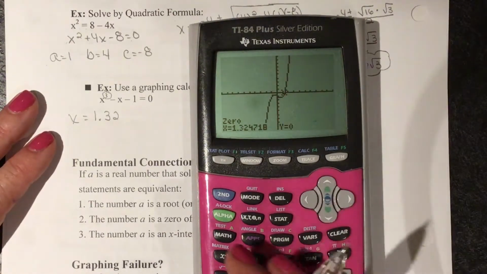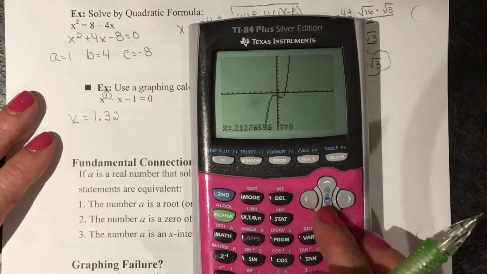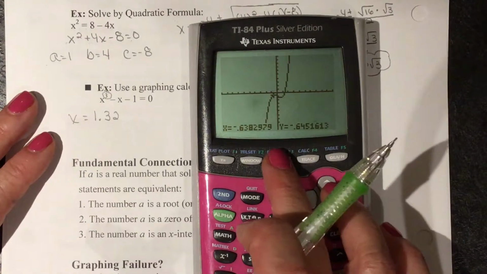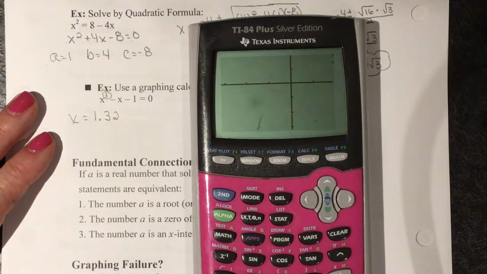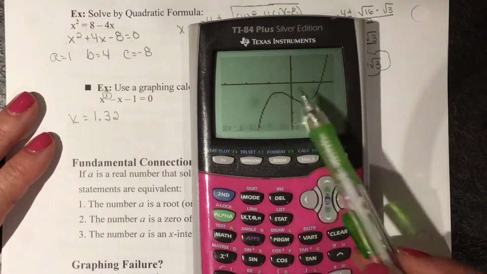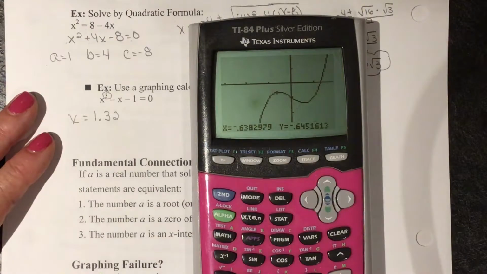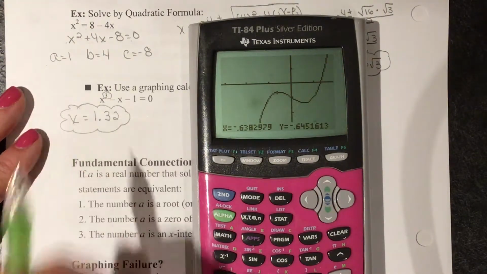Now, if I want to, I'm going to zoom in, move my cursor over to where I thought the zero was, and zoom in on that just to make sure that I know that it is not touching the x-axis. That graph is not even close to that x-axis, so I'm going to leave that alone. Therefore, I only have one zero for that problem.